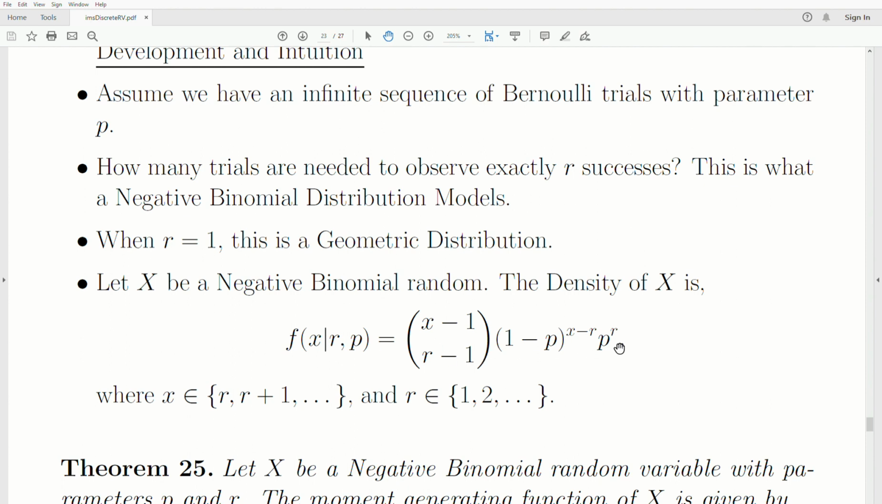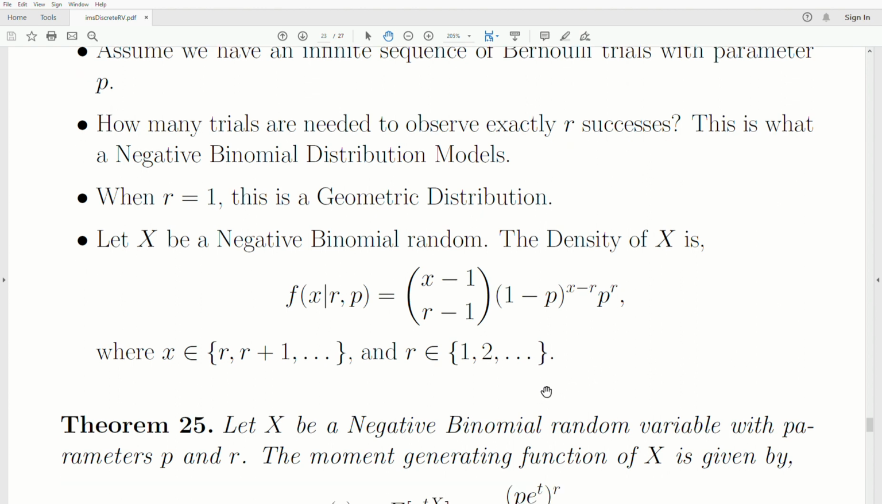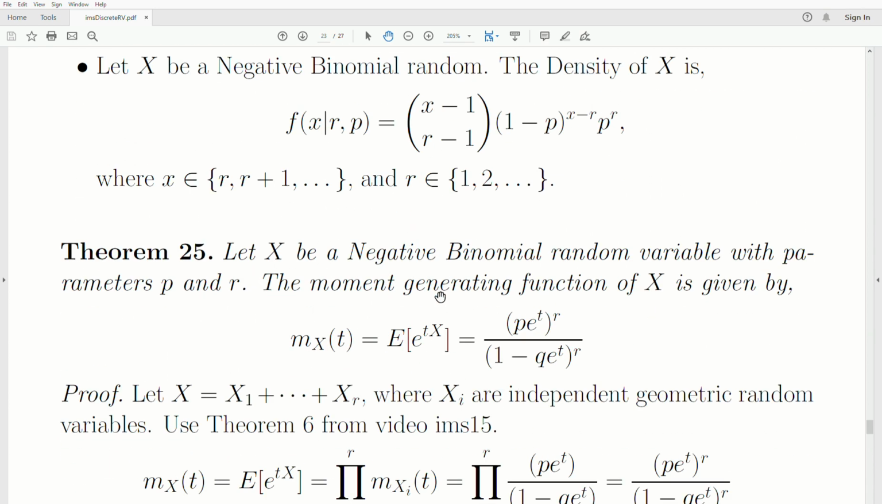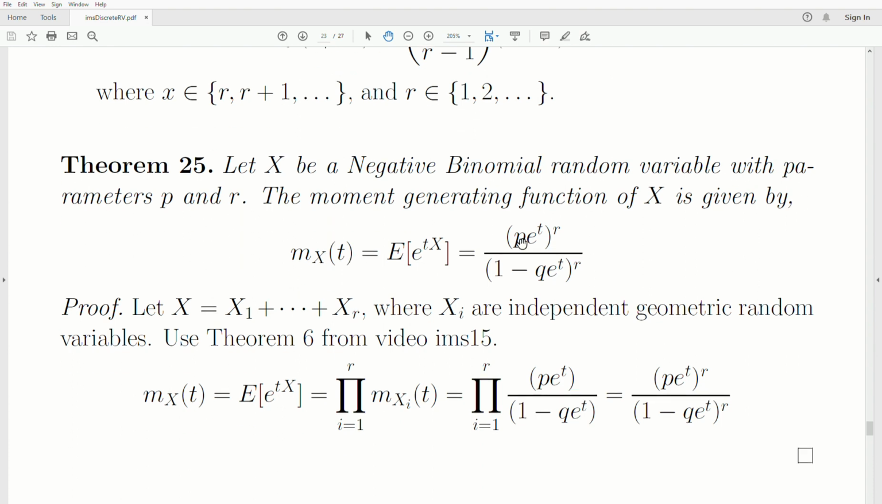Now, some call it a probability mass function. That's fine. This is a density of the discrete type, so it's okay to say it that way. r goes from 1, 2, 3, to whatever number we want. Let x be a negative binomial random variable with parameters p and r. The moment generating function of x is given by this expression.